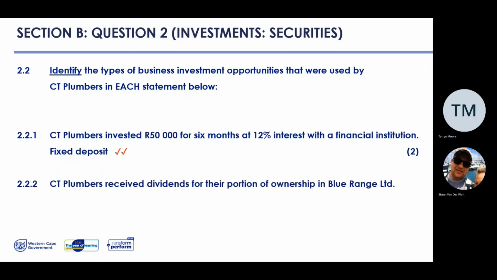2.2.2, CT plumbers received dividends. Hashtag important, neon lights. It's dividends for their portion of the ownership in Blu-ray Limited. That LTD needs to give you another hashtag, another neon lights, because it is a form of ownership. That form of ownership, ladies and gentlemen, needs to be very clearly understood. When we're talking about LTD, if we don't know the form of ownership, is that not a clue that we need to be able to give?